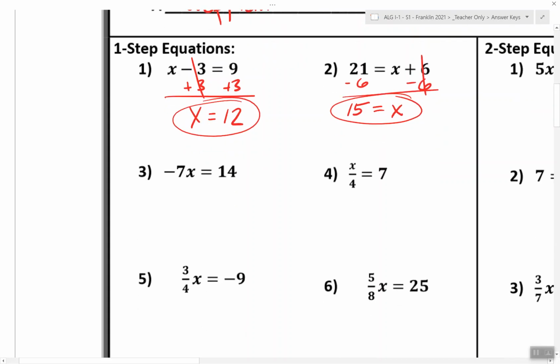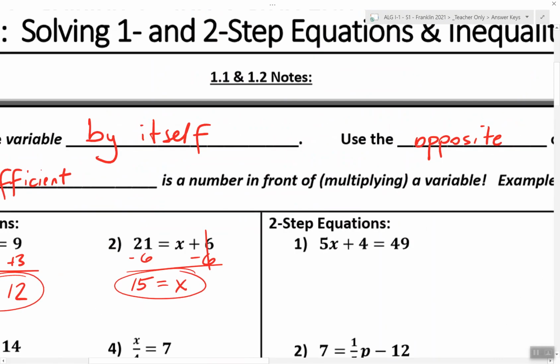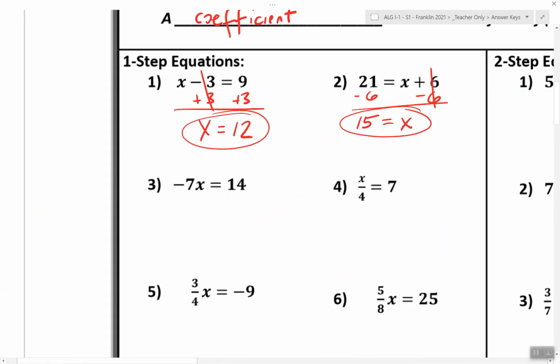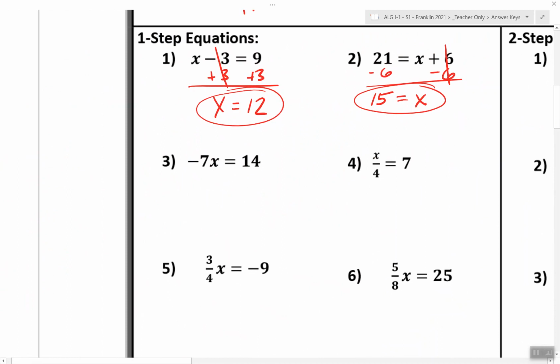Number 3, -7x equals 14. So this is a coefficient, right? -7 is a coefficient of x. And we know that means it is multiplying that variable. So we're going to do the opposite. We're going to divide. We need to divide both sides by -7. These will cancel here, and x is going to equal -2.